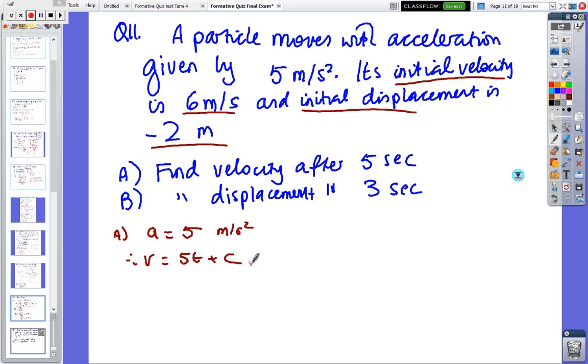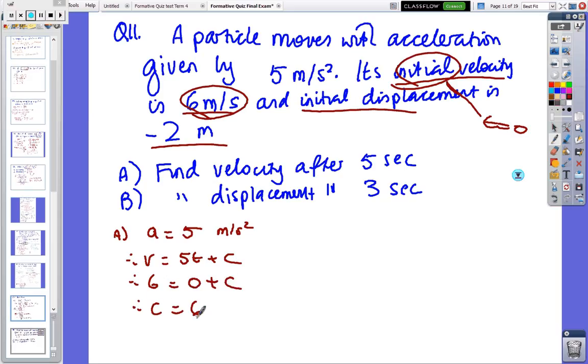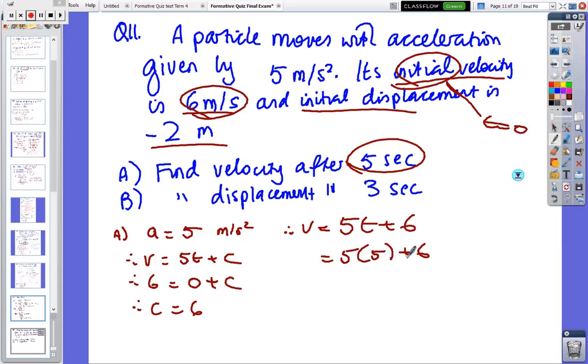And then initial means time equals 0, and the initial velocity equals 6. So we got 6 equals 0 plus c. So c equals 6. So v equals 5t plus 6. And now we sub in 5 seconds. So when you get that, it's 31 meters per second. That's the velocity. Don't forget units, meters per second for velocity.